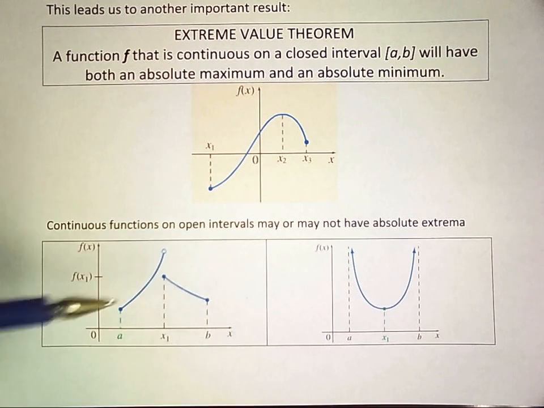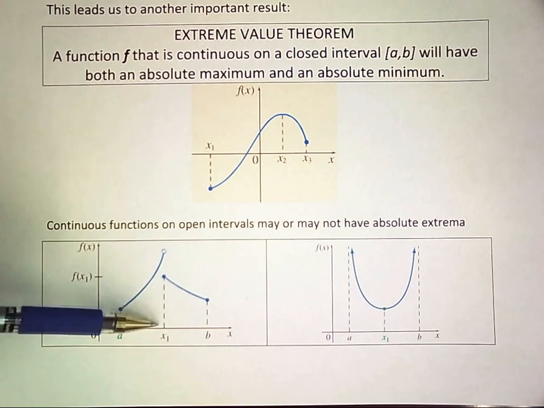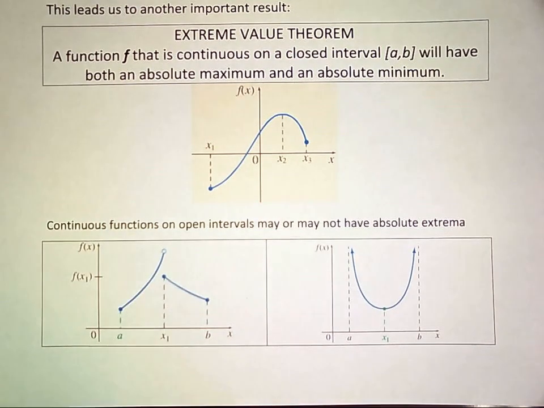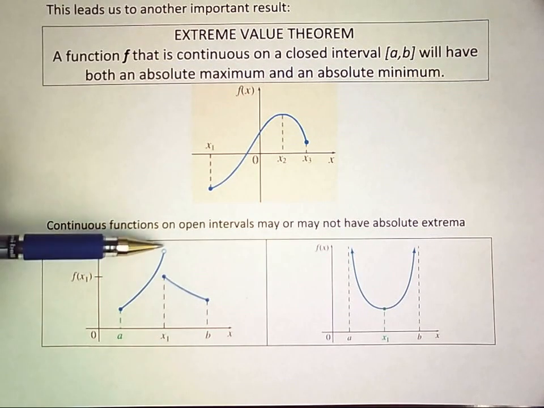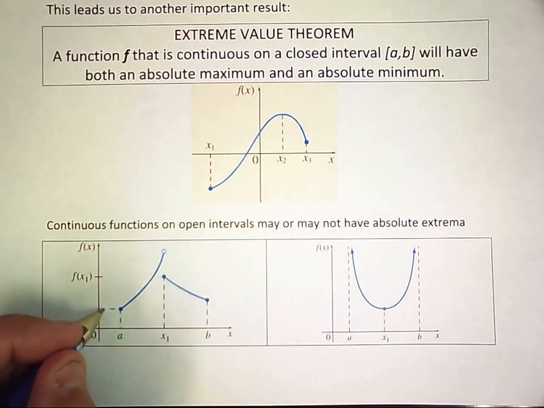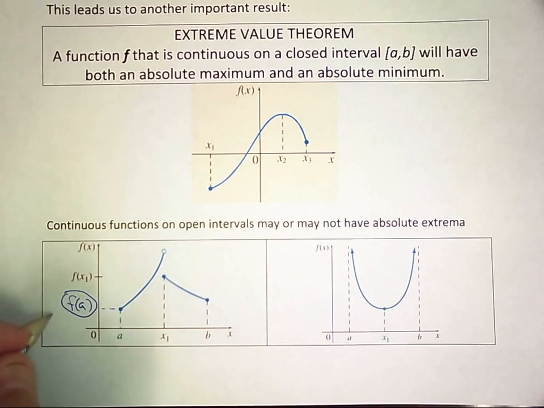For example, here, the function is not continuous. You can't draw this curve without lifting your pen from the paper. So this doesn't apply. So you don't know if you have an absolute max or a min or not just by knowing that you have a discontinuous function. But by looking at the graph, you can see there is a low point. So the y-coordinate here at a, that f of a, would be your absolute minimum.